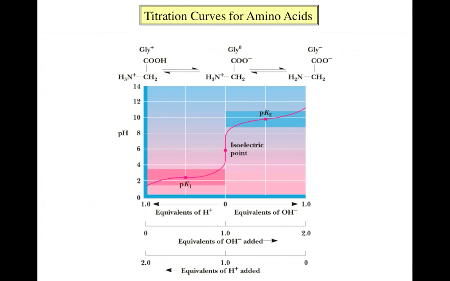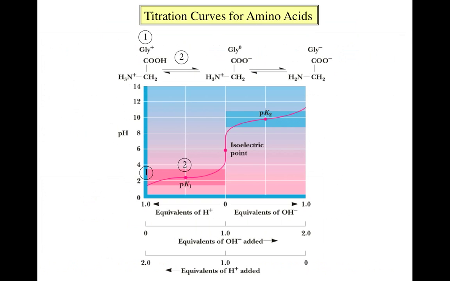Since amino acids have the ability to accept and donate protons, they can act as buffers. We can draw titration curves for them in the same way as for weak acids. Let's look at the titration curve for glycine that is shown here. At point 1, both the amine and carboxyl groups are protonated. As base is added, the OH- begins to deprotonate the carboxyl group.